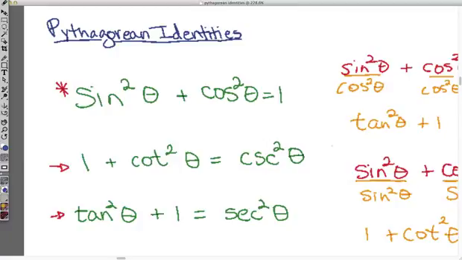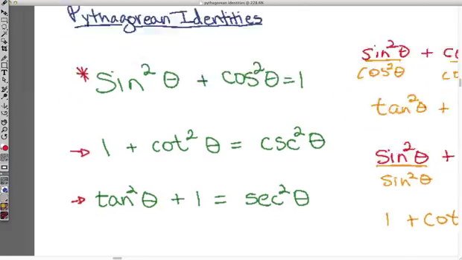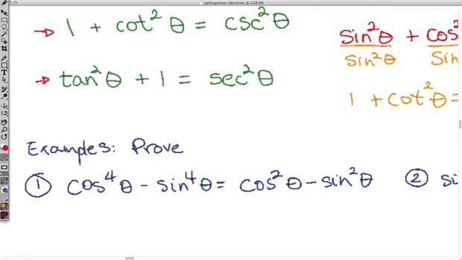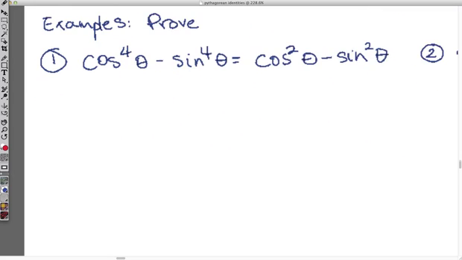Today we're going to be looking at some examples of the Pythagorean identities. A quick recap, these are the three main identities. You can use the first one to get the last two by dividing by either cosine squared or sine squared. So now let's look at these two examples. First example is this one here.